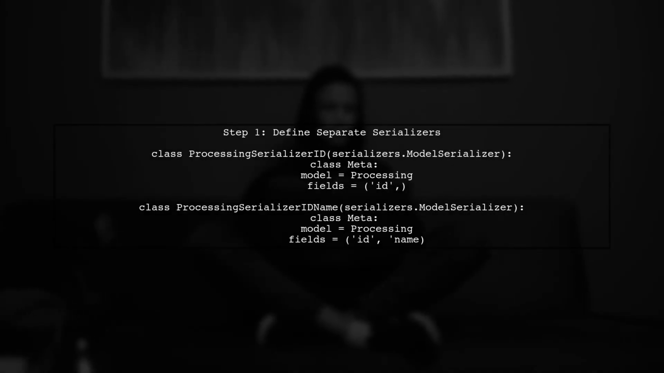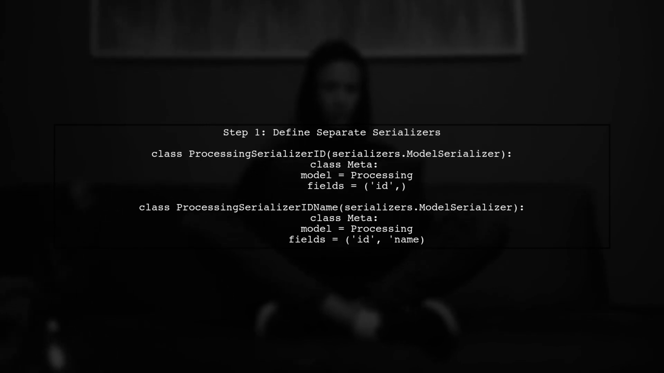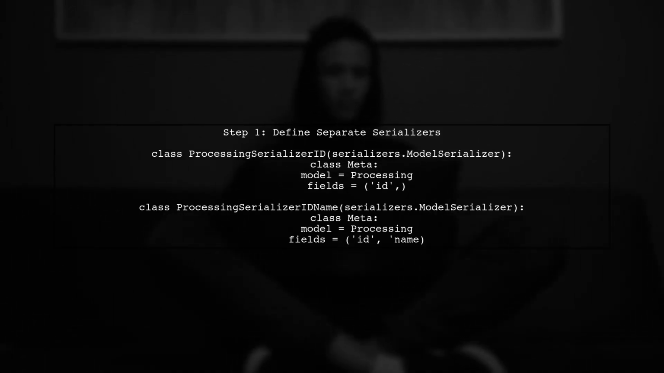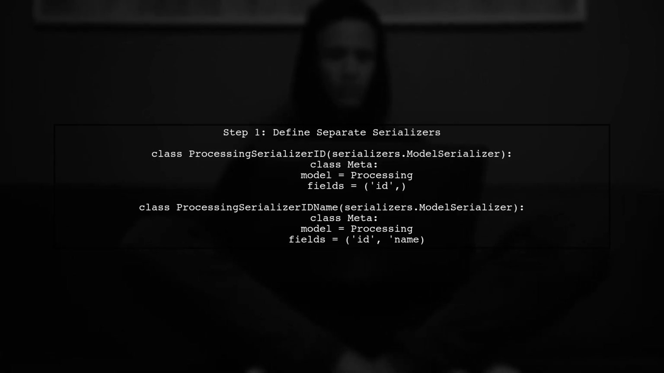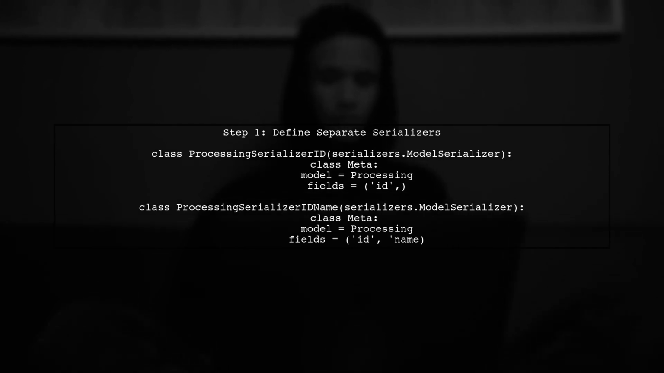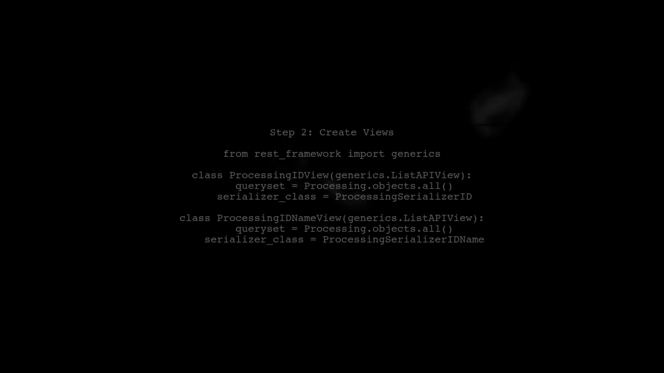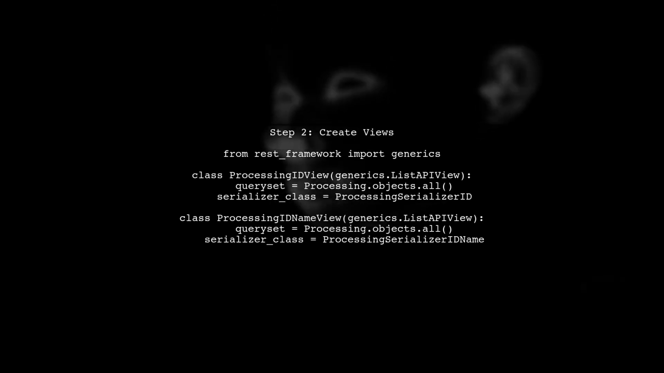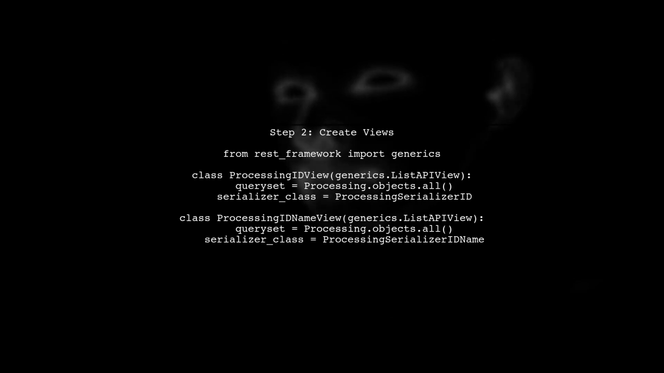To address your requirement of using different serializers for different views in Django REST Framework, we will start by defining two separate serializers. Next, we will create two views that utilize these serializers. The first view will return only the ID field, while the second view will return both ID and name.